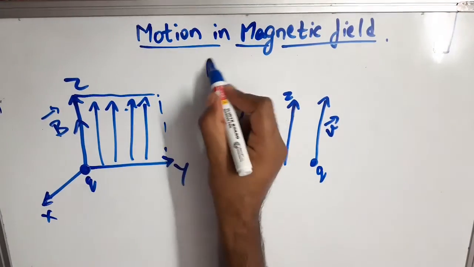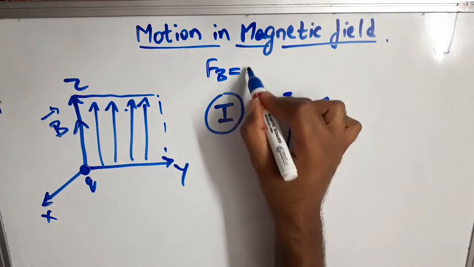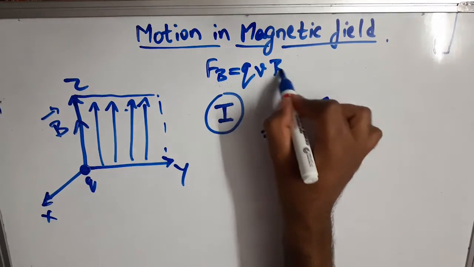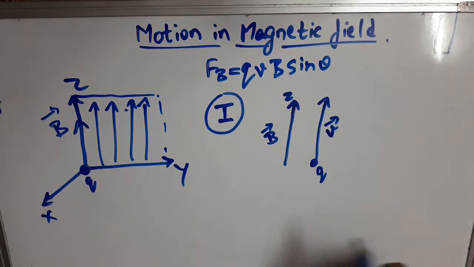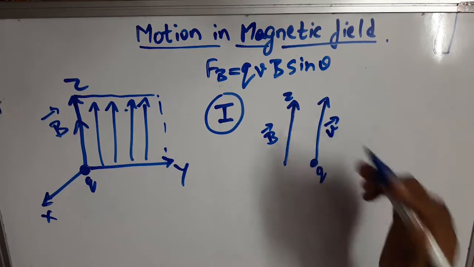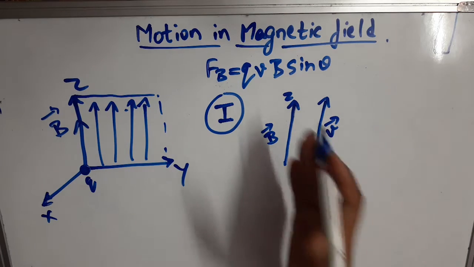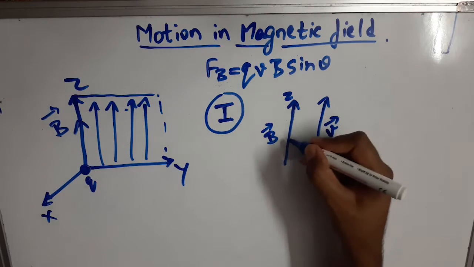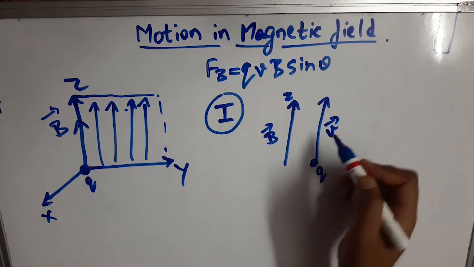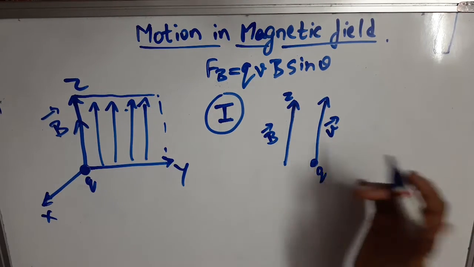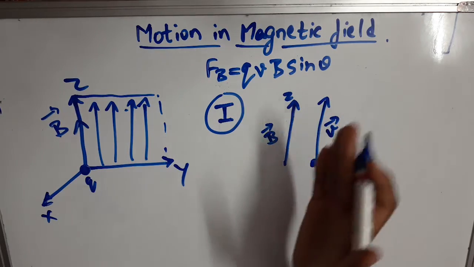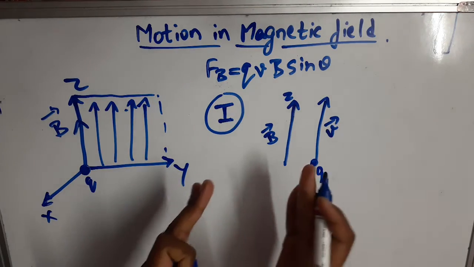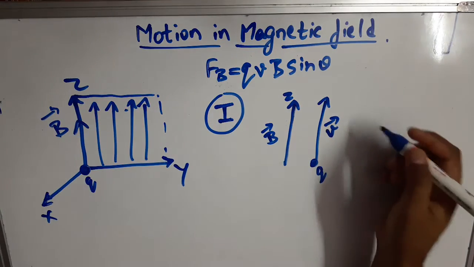Let's see, that is F_B equals qvB sin theta. Okay, it will be zero. So if my particle moves in the same direction as that of the magnetic field, then mathematically the angle between these two, that is the B vector as well as the v vector, is 0, because we see that these two vectors are parallel, so the angle between them is 0.